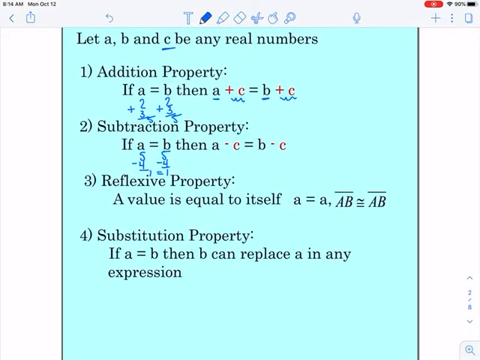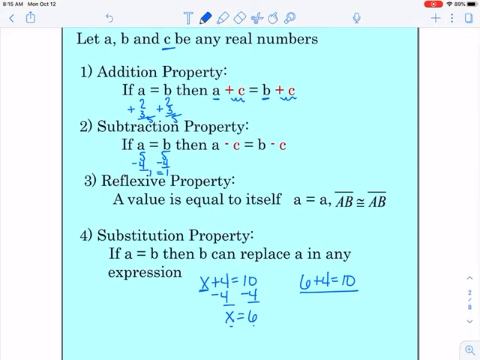And the substitution property: if A equals B, then B can replace A in any expression. Again, with letters, it's hard to see. But if I had the simplest equation, x plus 4 equals 10, subtract 4 from each side, and x is going to equal 6. If I wanted to check my equation, I could substitute. Since x and 6 are the same thing, I can take that x out and plug in 6. And right there, that's the substitution step.